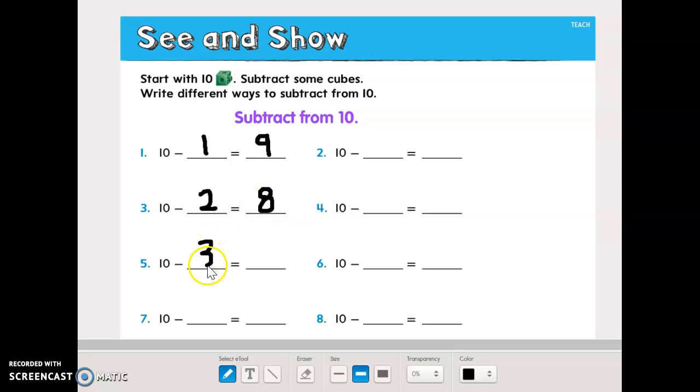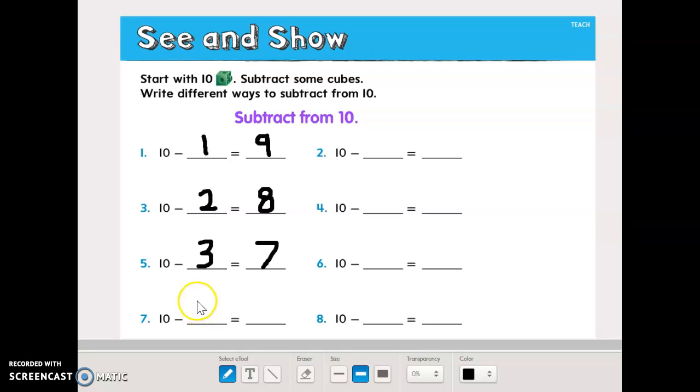Now, let's increase this to 3. 10 take away 3. And now our answer is 7. 7 and 3 equals 10. So subtraction and addition are so interesting that way. I love the way that we can tell different problems doing subtraction and addition.